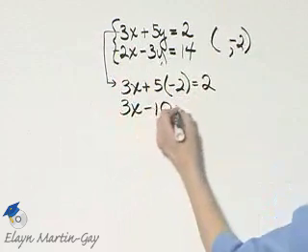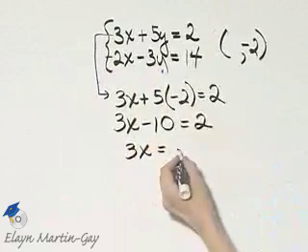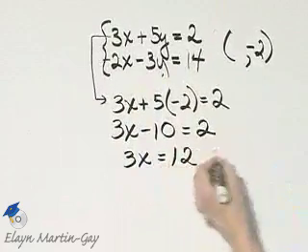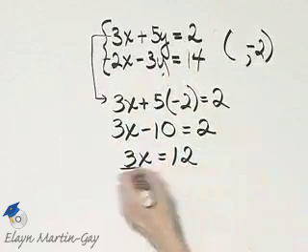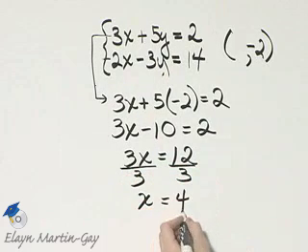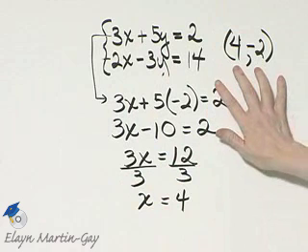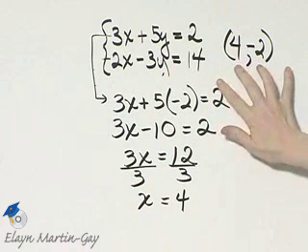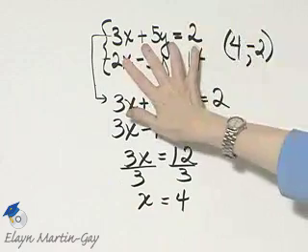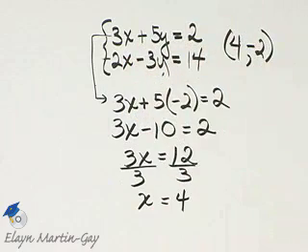3x minus 10 is 2. 3x is 2 plus 10, or 12. I'm adding 10 to both sides. Divide both sides by 3, and x is 4. The corresponding x value is 4. Check by making sure this ordered pair is a solution of this equation and also this one. This is the solution of our system.